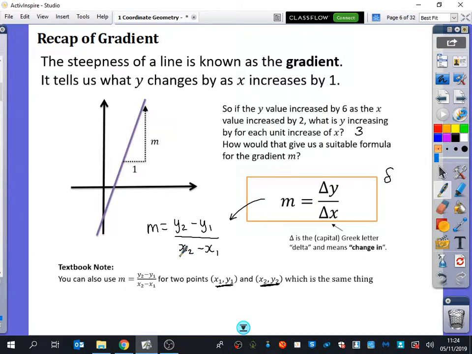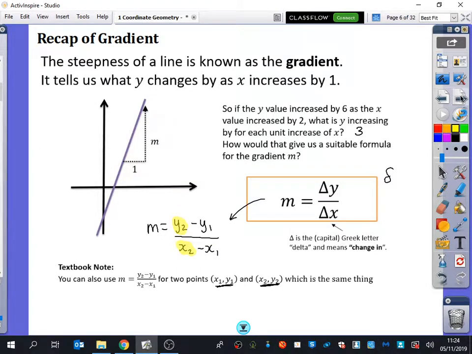Something that's very important to notice, though, is the y2 and the x2 have to both be on the left-hand side, or the y2 and the x2 have to both be on the right-hand side. You couldn't have a 2 here and a 2 here. It always has to be the first coordinate that you're deciding to use goes here, and the second coordinate that you have goes here.